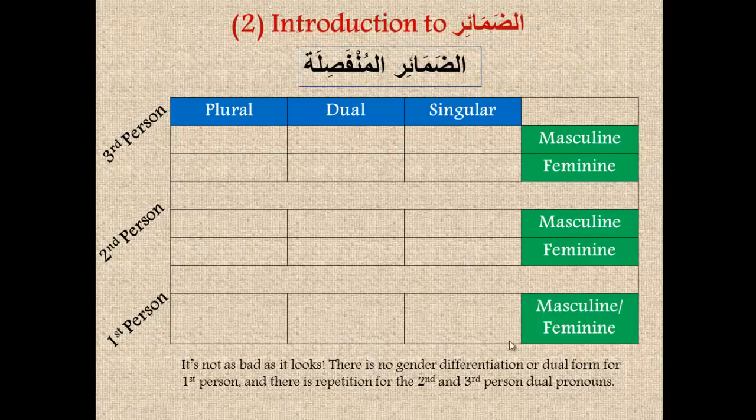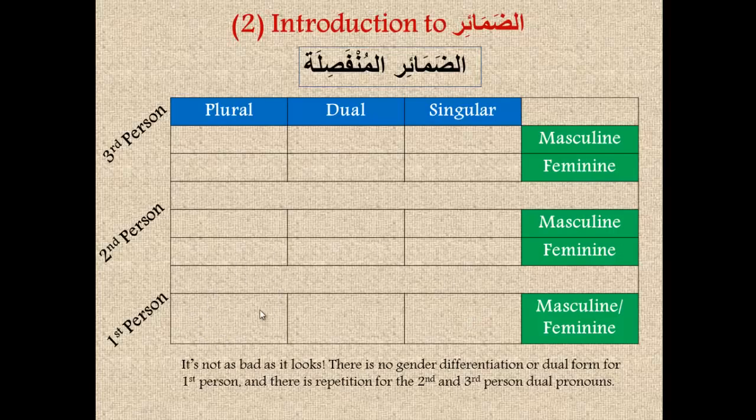For one, there's no gender differentiation for the first person. So masculine and feminine is not differentiated for the first person. When you are referring to yourself, ana, you say I, regardless of your gender, you would use the same pronoun. So if you are a woman or if you are a man, when referring to yourself and saying I, you would use the same pronoun.